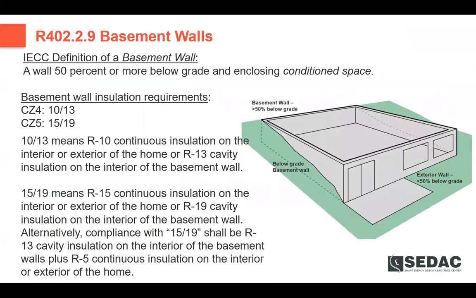So looking at basement walls, where are you above grade or below grade? A basement wall, noting for the IECC, is 50% or more below grade and enclosing conditioned space. As you can see from that illustration, we've got 3 below grade walls, or 3 basement walls, and 1 exterior wall.